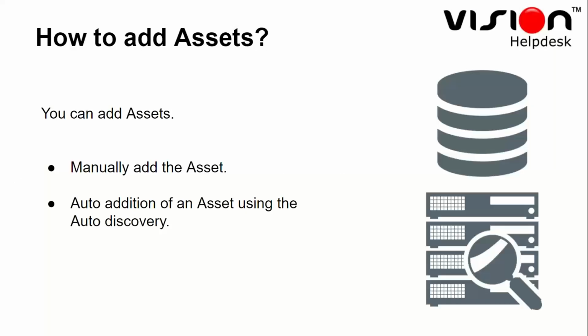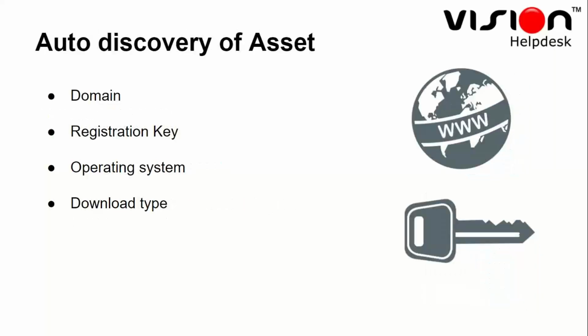Now the next way, that is the auto addition, where you can use the auto discovery tool of asset within this system. So how that is done, we'll be speaking about that. So in this auto discovery, there are these like the domain, the registration key, the operating system, the download type. So these details need to be added.